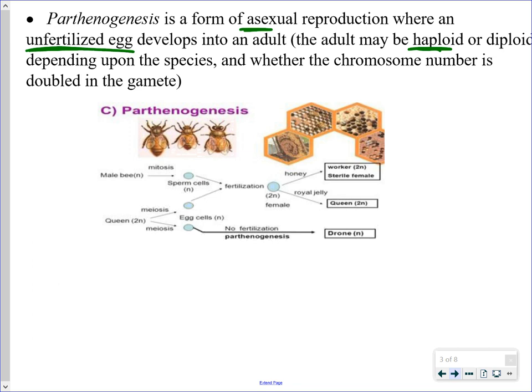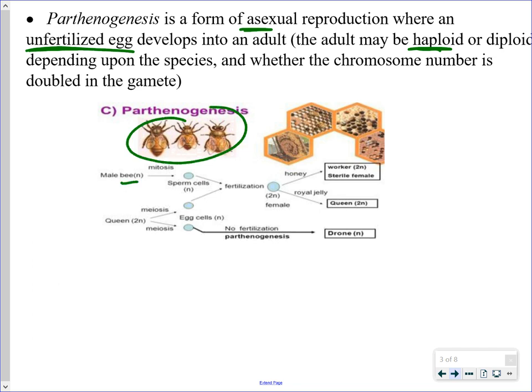So the cells don't have two copies of each chromosome, or we can have the doubling of the chromosomes in the gamete and end up with an individual, an adult, which is diploid, but those chromosomes are identical and it's no different than the original one that we did start with. So that is parthenogenesis. So kind of a classic example here is what we do see in bees.